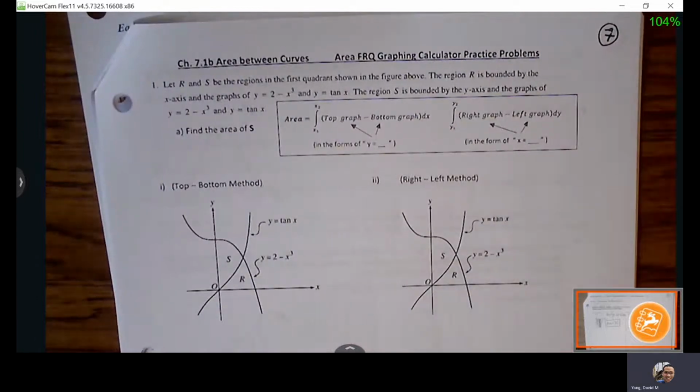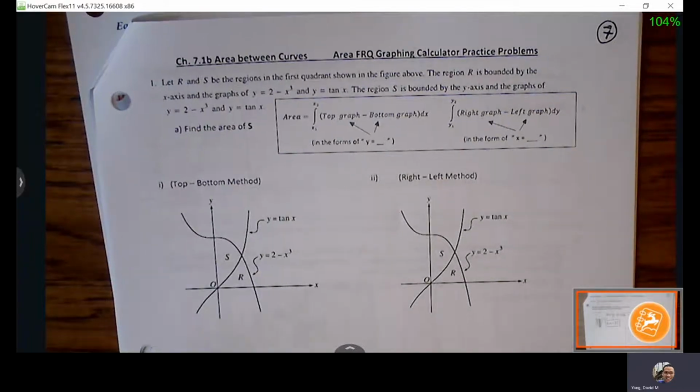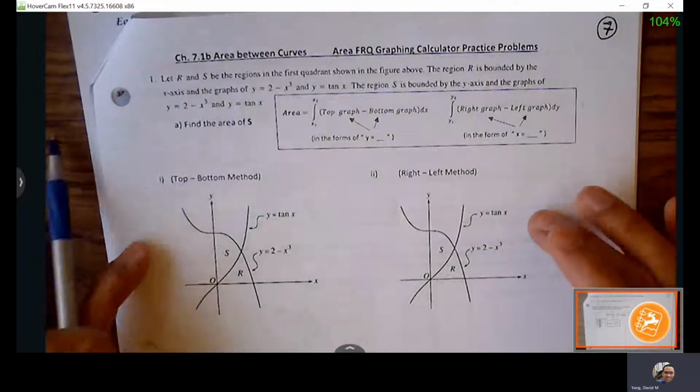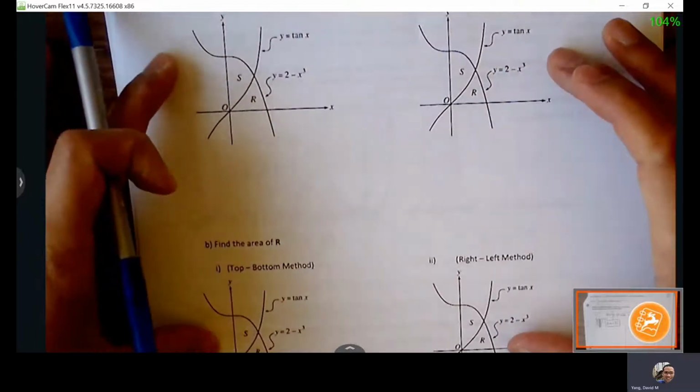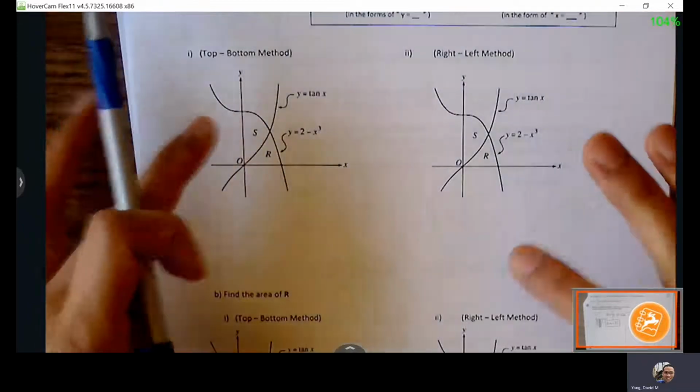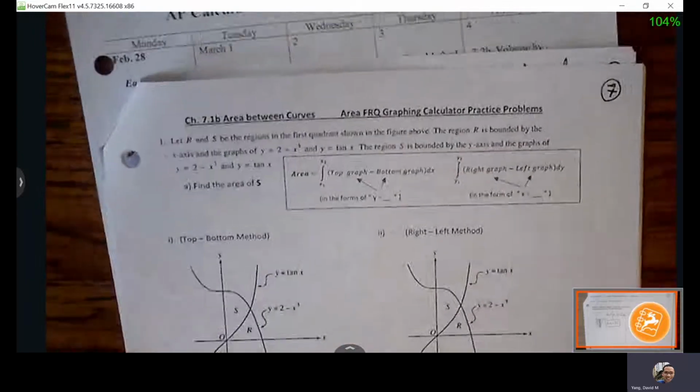Sorry, page 7. Okay, let me read the instructions here. It says, let R and S be the regions in the first quadrant. So first of all, it's the same picture. I just copied it 4 times. We're going to do 4 different problems from different perspectives here.